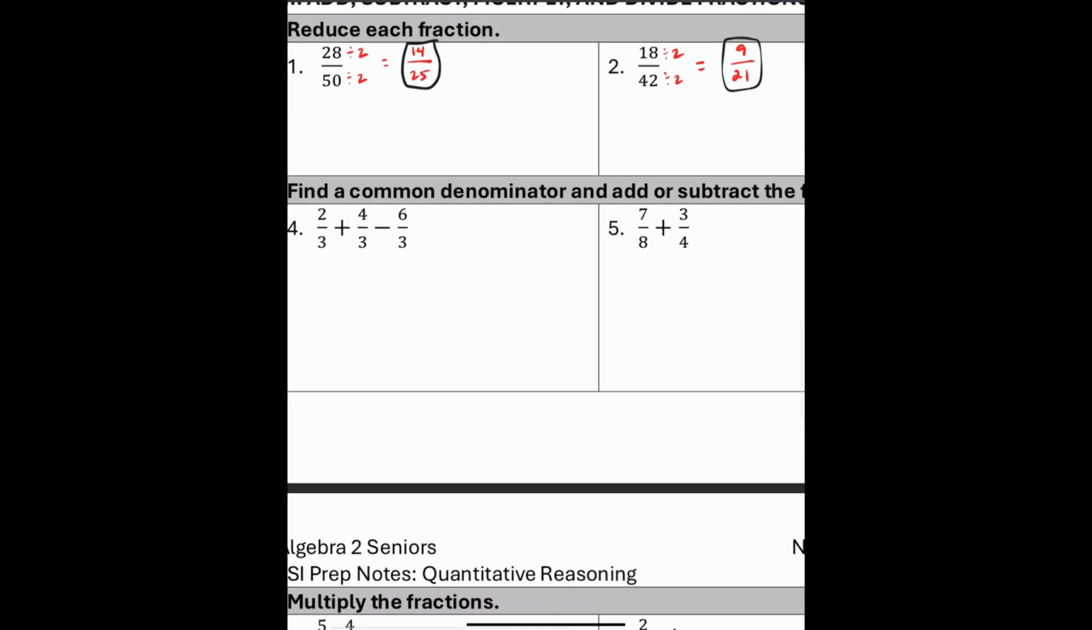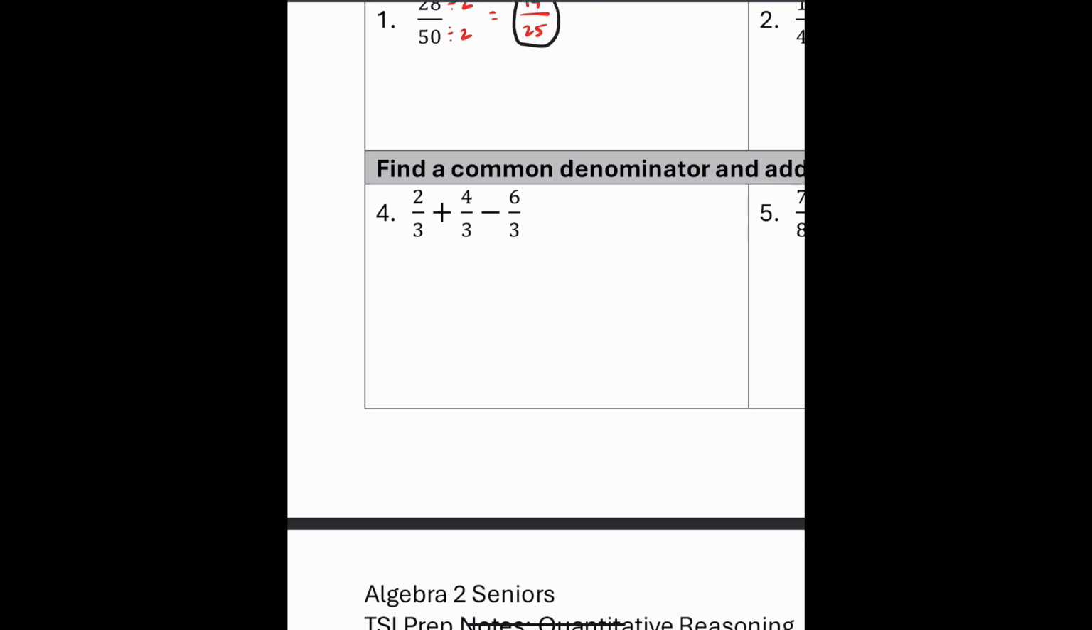So if we look at number 4, we have 2/3 plus 4/3 minus 6/3. It's very important that the denominators are the same before we add or subtract. But luckily with this problem, they all have a 3, so we're good to go. Okay, so if I add 2/3 plus 4/3, the denominator is going to be the same, and then I will just do 2 plus 4, which is 6. Then I will do 6/3, right? So 6/3 minus 6/3.